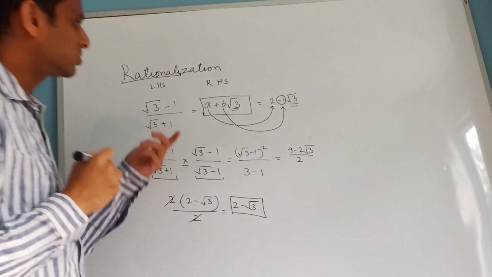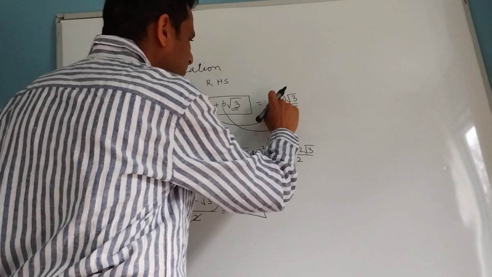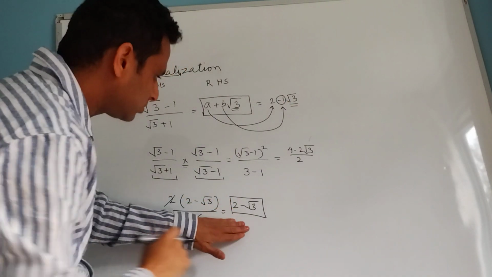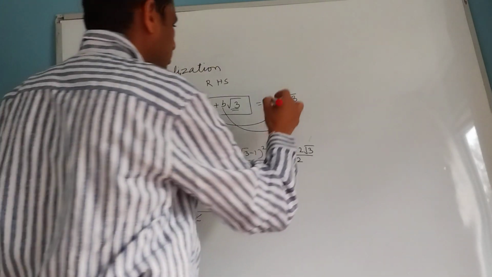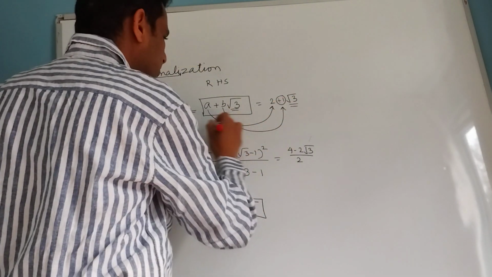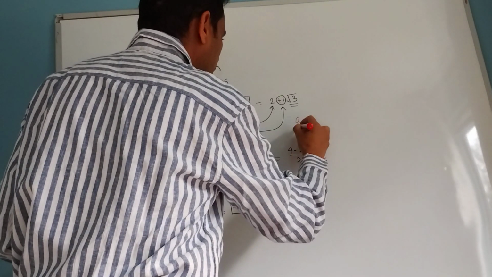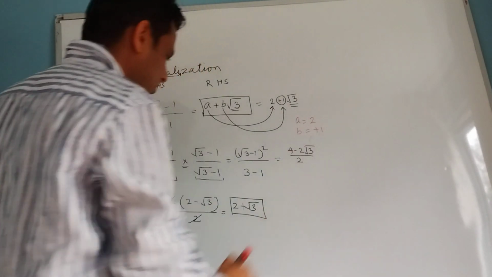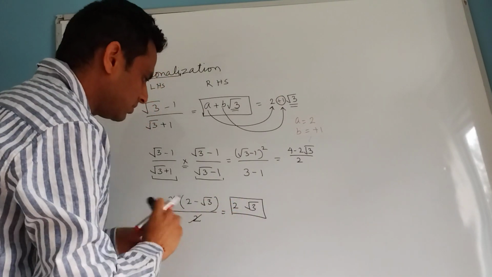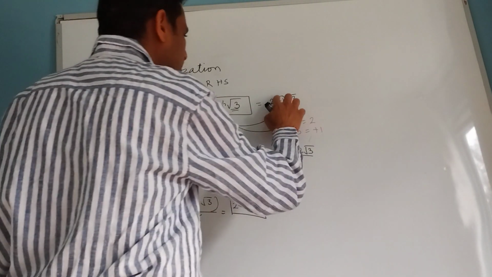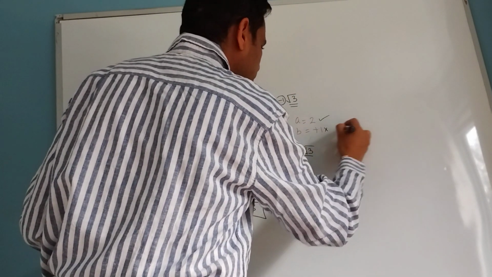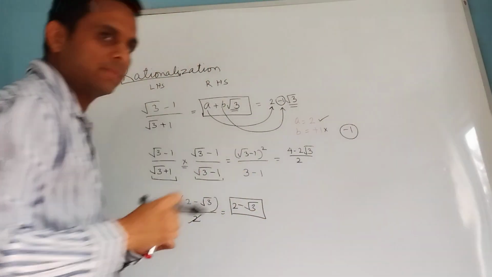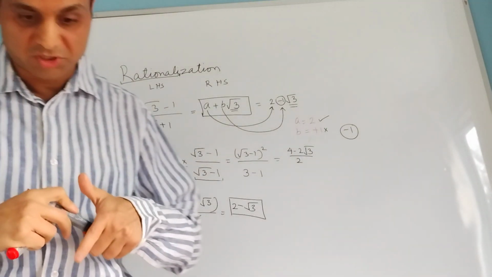So this is a more trickier question because here we have plus and here we have minus. If the answer was a plus, if the answer was here 2 plus root 3, then our answer for a would have been 2, and for b it would have been plus 1. But here we do not have plus, we have a minus sign. So here a is still 2 but b is minus 1. So this is a more trickier question.